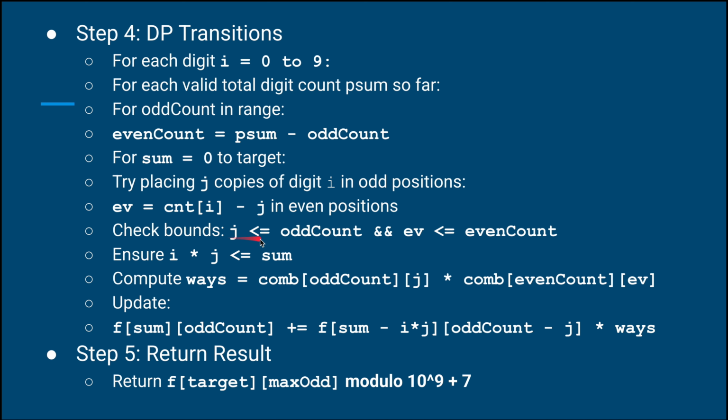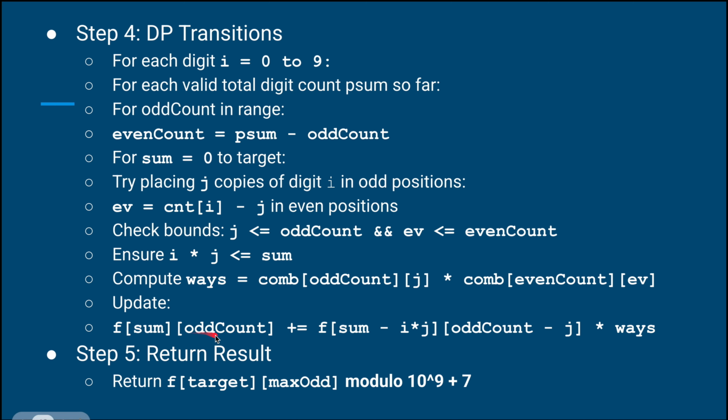Similarly, we'll check the bounds, like these are the boundary conditions we have to handle, and we'll ensure i times j should be less than sum. After that, we'll compute the weights. How will we find the weights? That I have told you, right? We will pass the combination of odd count and j, and the combination of even count and even, right?